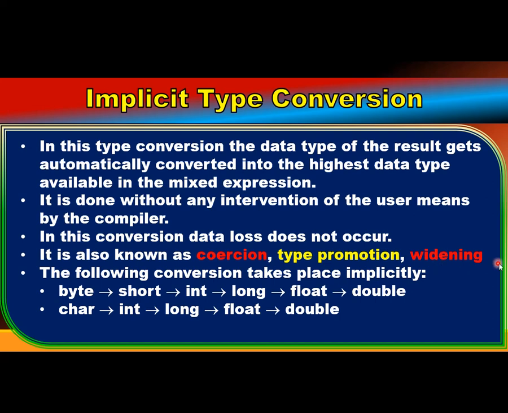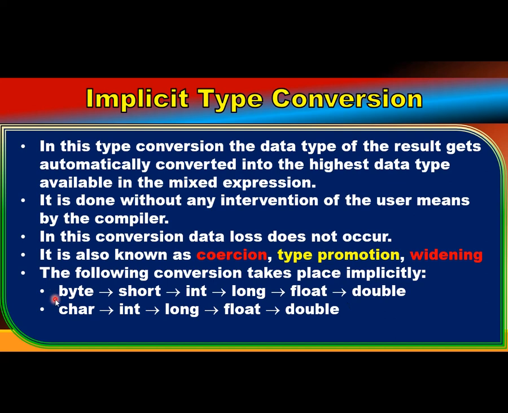Other names of the implicit type conversion are type promotion and widening. And there are two possibilities of implicit type conversion: one is byte, short, int, long, float, double, and another is char, int, long, float, double. Suppose in an expression all the variables present are of these data types, then the resultant data type will be double.